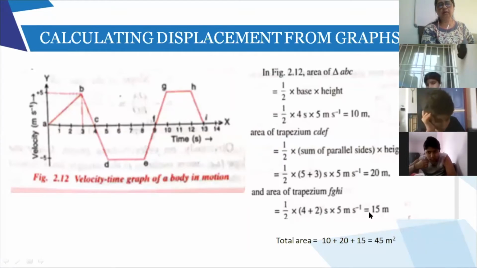Now, the last part. Total area. What do I do? Add the triangle plus the 2 trapezium areas.